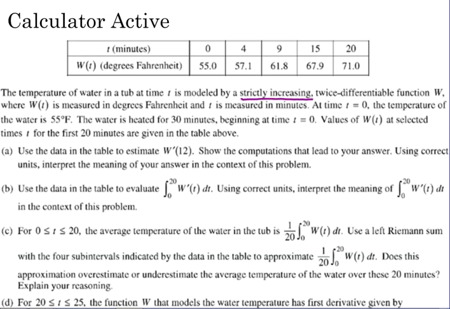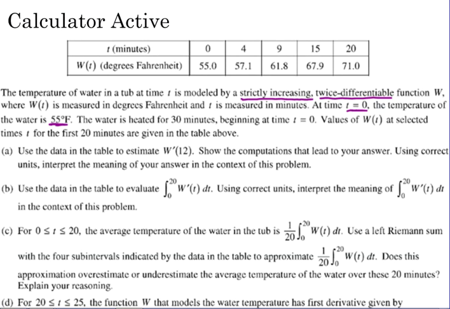So strictly increasing, twice differentiable function. So remember, a lot of times that comes into play with some explanation where the W of T is measured in degrees Fahrenheit and T is measured in minutes. Notice they give us, well, it's in the table too, but at time equals 0, the temperature of the water is 55 degrees Fahrenheit. The water is heated for 30 minutes beginning at time 0. And they give us values of the temperature for the first 20 minutes.